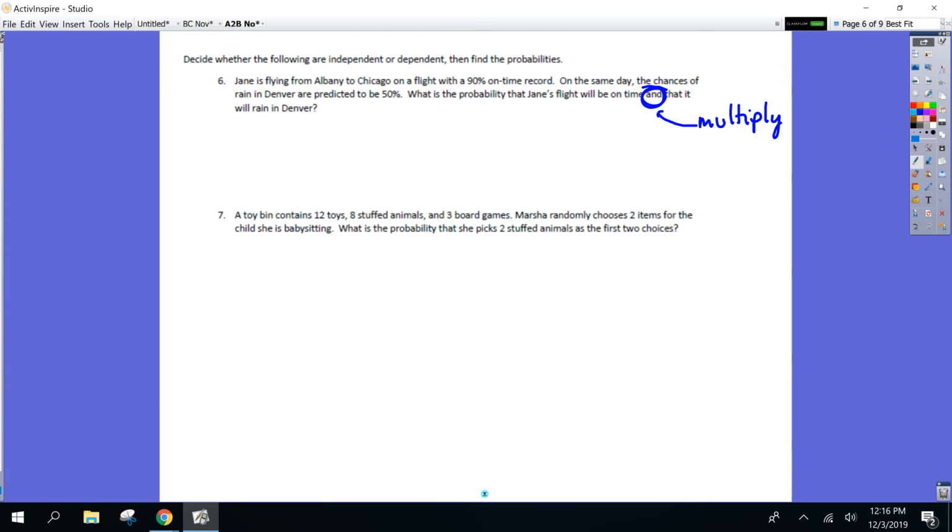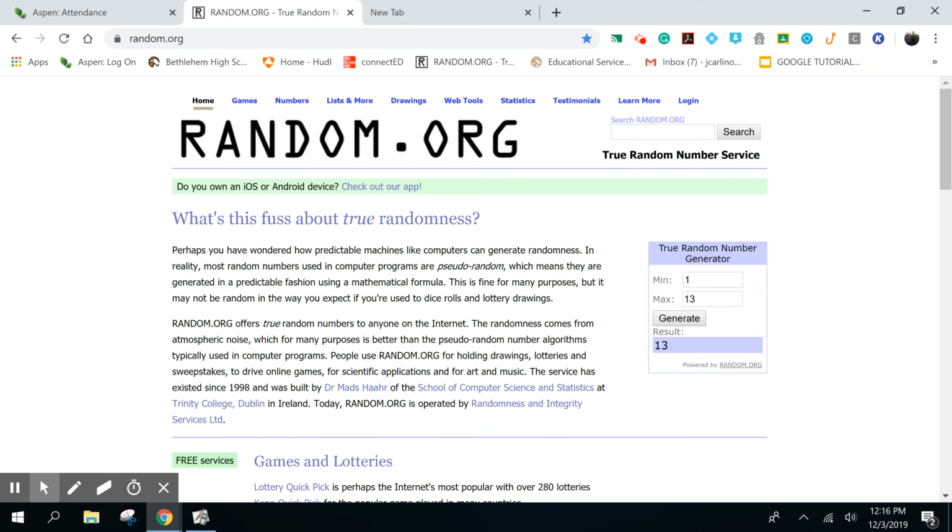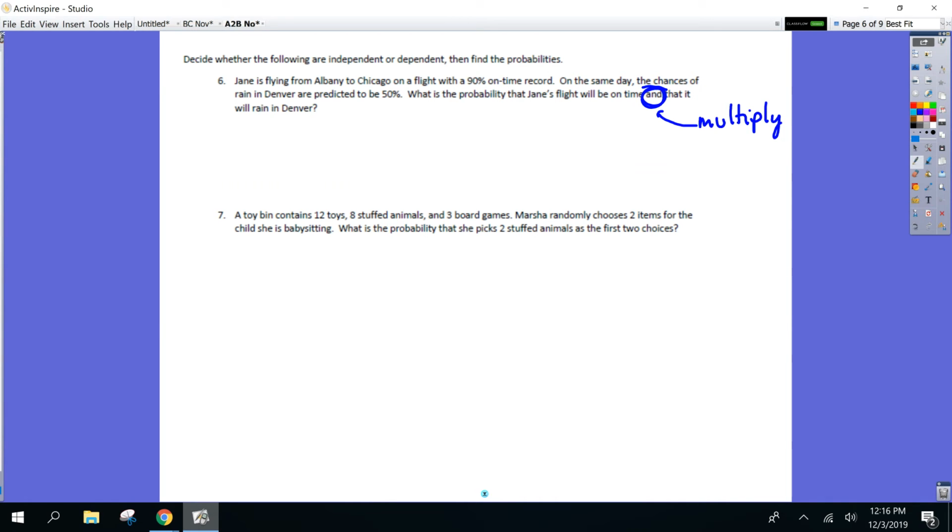No effect, so independent or dependent, these two then, if they have no effect on each other? Independent. Yep, independent, no effect on each other. One will not affect the other's probability. All right, so we're going to multiply two probabilities here.